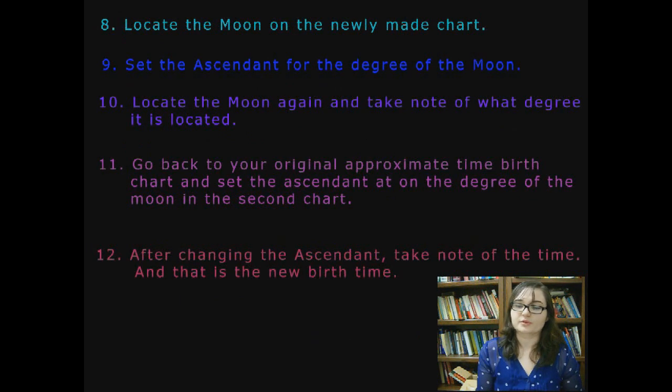And then after that, you locate the moon on the newly made chart, and you will set the ascendant to the degree of the moon. And then after the ascendant, you will look at the moon again. Take note of where the new position of the moon is. It'll probably change by just a couple degrees. And then that degree, where the moon is when you reset the ascendant, will be the ascendant degree for your approximate time chart, which will then be your final rectified chart.